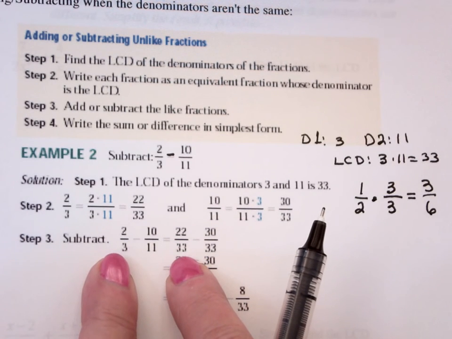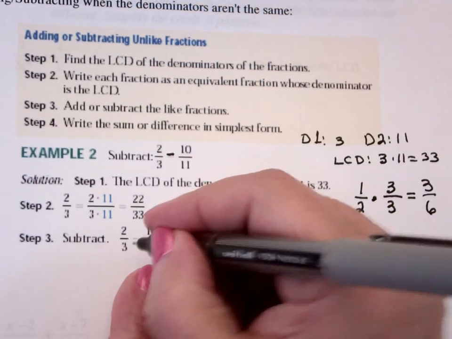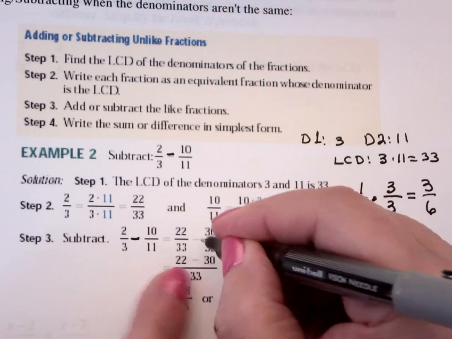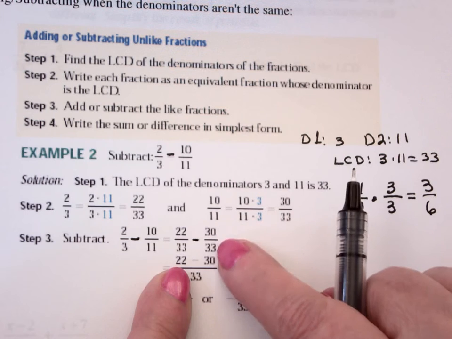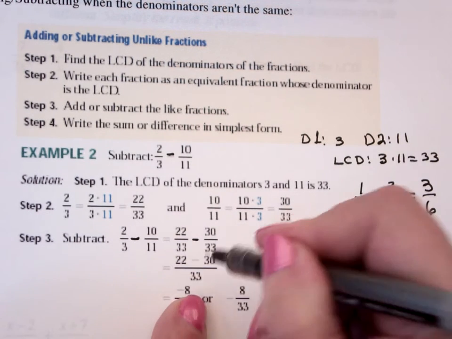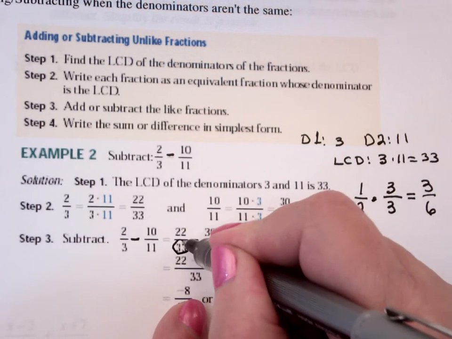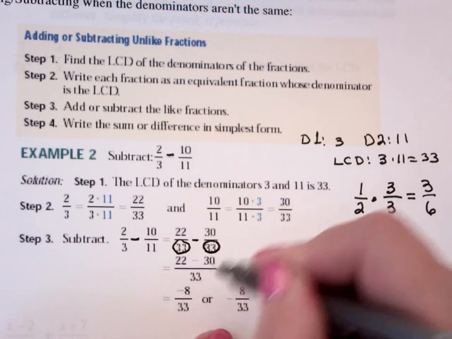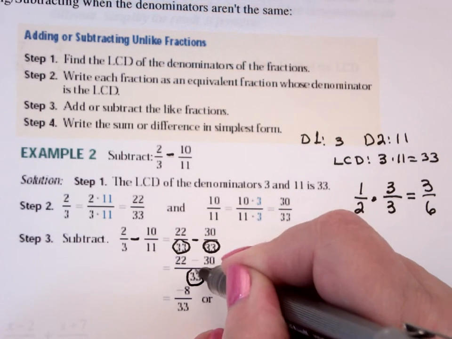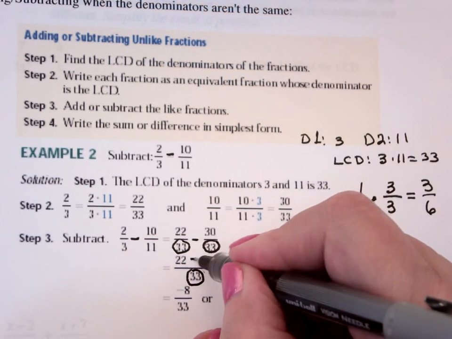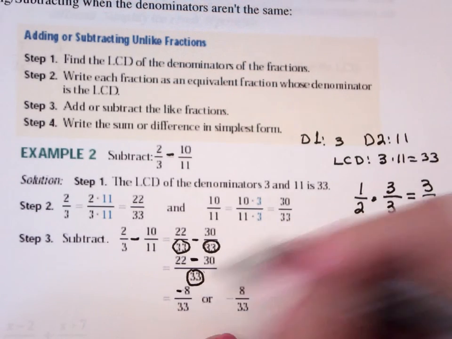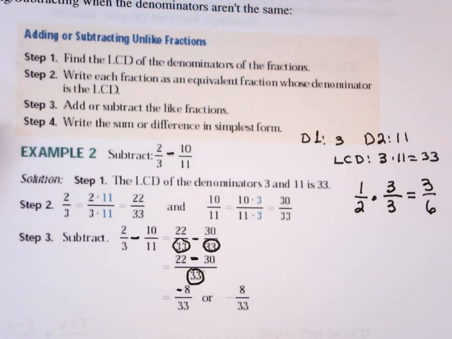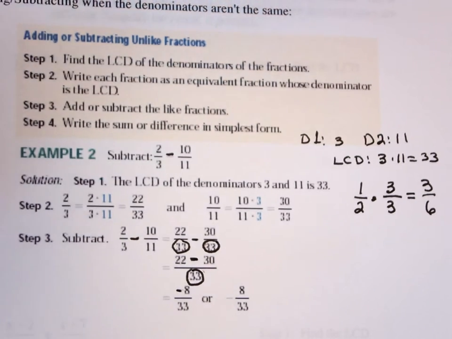2/3 is the equivalent of 22 33rds. Subtract 10 11ths. 10 11ths is the equivalent of 30 33rds. If the denominators are the same, I'm now counting 33rds. How many 33rds do I have? I have 22 minus 30 of them, or negative 8 33rds. It's a much longer process.